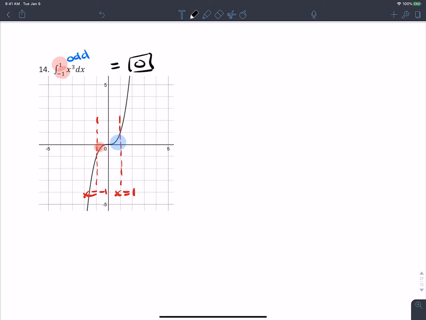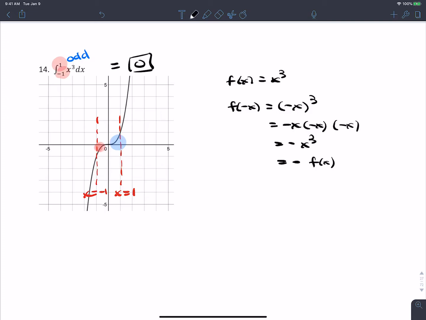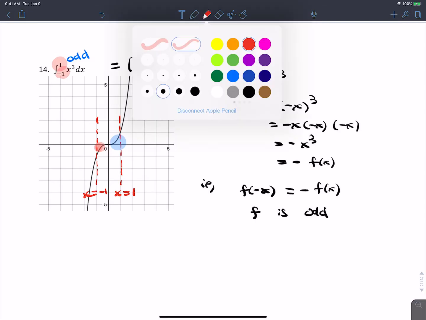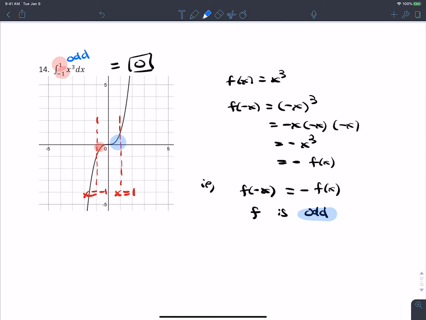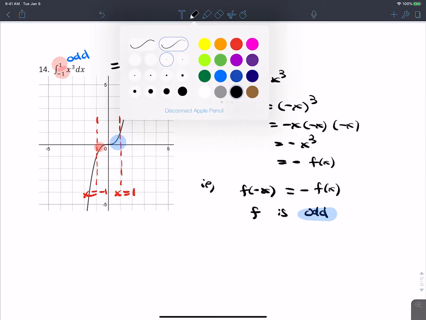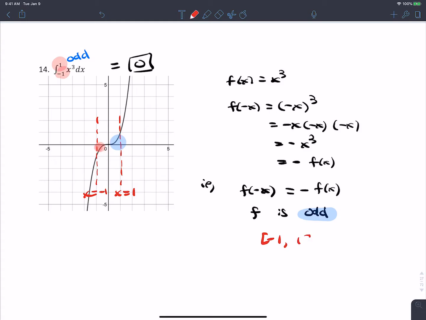Yeah. This is 0. If you recall, since f of x is x cubed, f of minus x is minus x cubed, which is minus x times minus x times minus x, which is going to be minus x cubed. Well, that's minus f of x. So in other words, f of minus x is opposite of f of x. That means f is what? Odd. So you use the fact that we have a nice odd function over a symmetric interval, because that interval is going to be between negative 1 and positive 1.